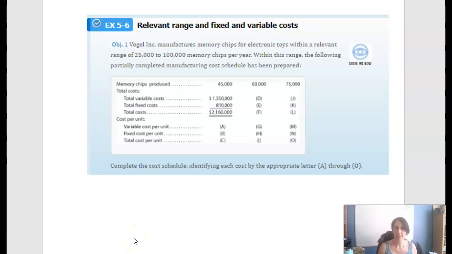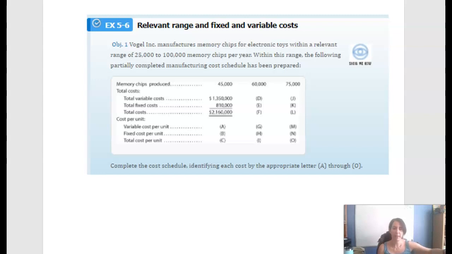Alright, so why is this important? This how costs behave thing that we were just talking about. I'm going to show you how it would work with something simple, a little simple exercise here. So we've got this range, we've got that Vogel's manufacturing memory chips, 25,000 to 100,000 per year. What they want to know is what would the cost be, alright?